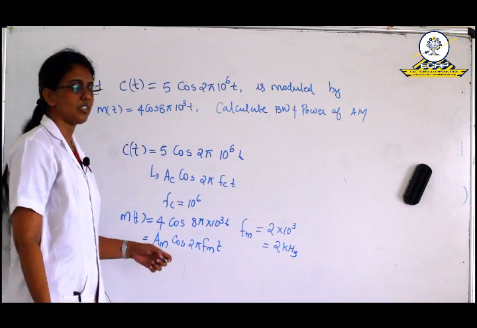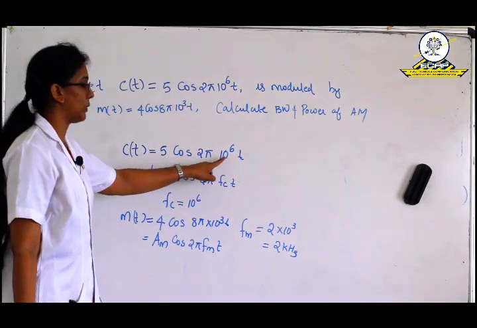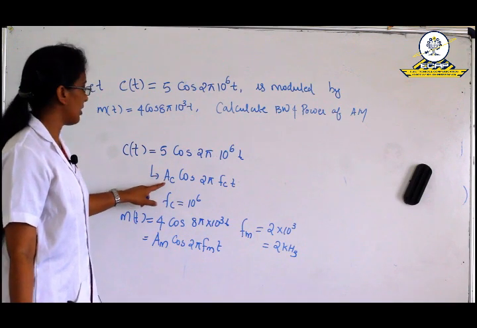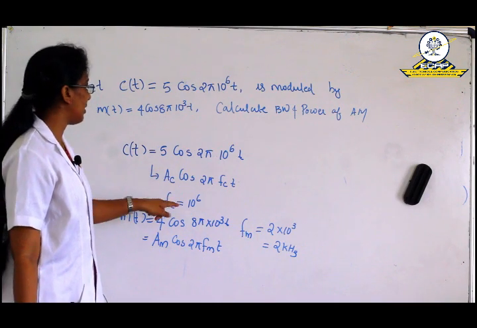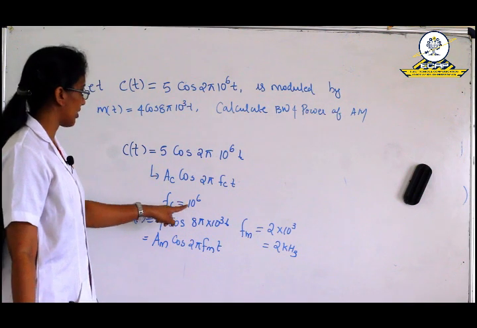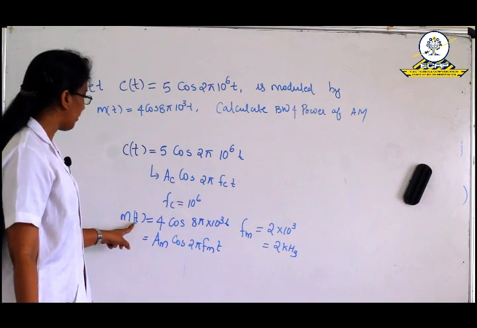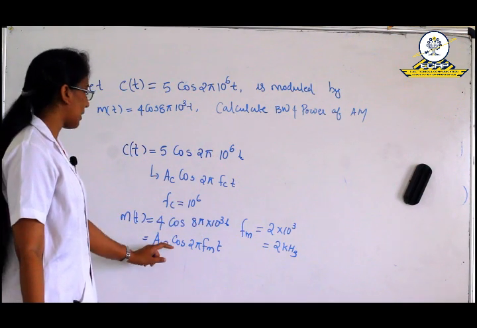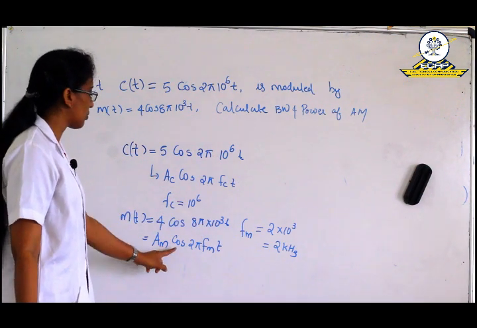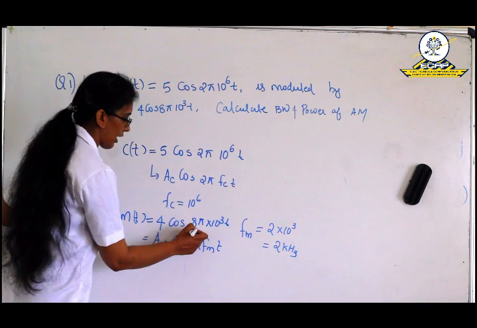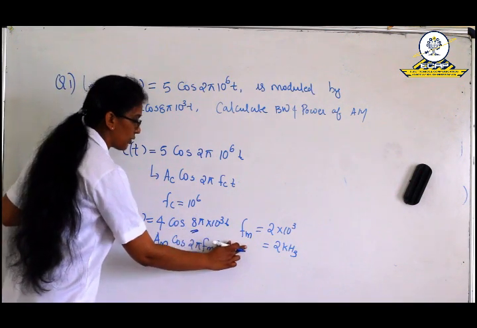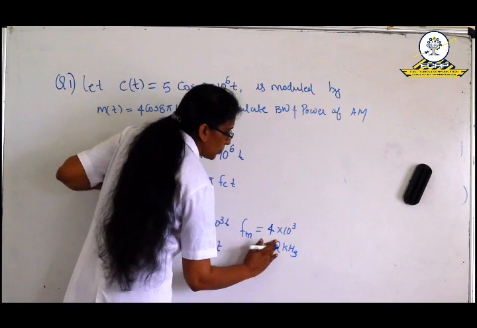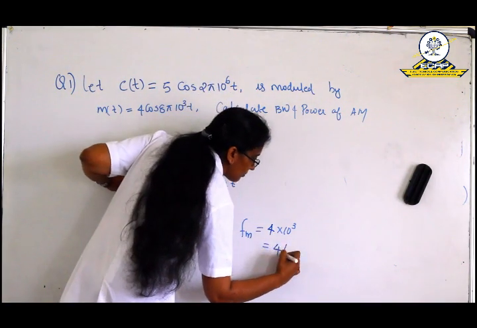As we write the question, that is 5 cos 2 pi 10 raised to 6. By comparing with the general equation, AC into cos 2 pi FC t, from this we get FC is equal to 10 raised to 6. Similarly, we have M of t, 4 cos 8 pi into 10 cube t. By comparing with our standard equation, AM cos 2 pi Fm t, here this is 8 pi. So Fm is equal to 4 pi over 2 pi, that is 4 into 10 cube, that is 4 kilohertz.